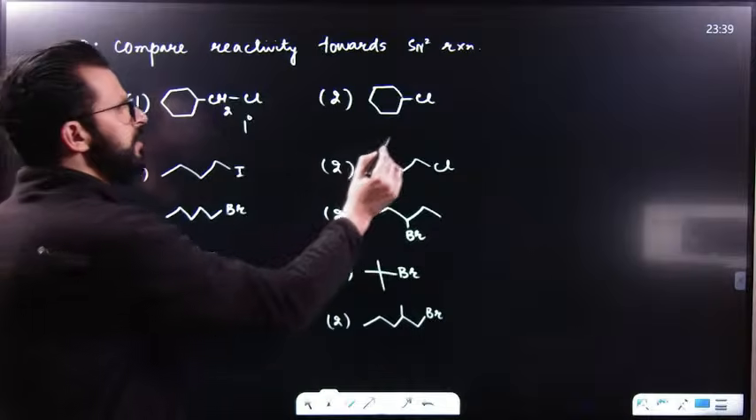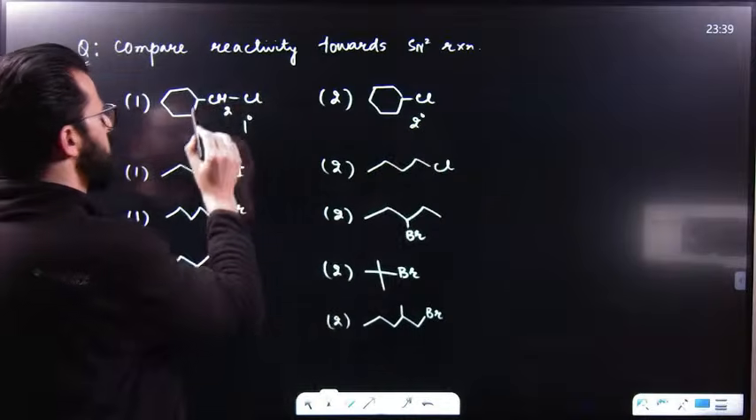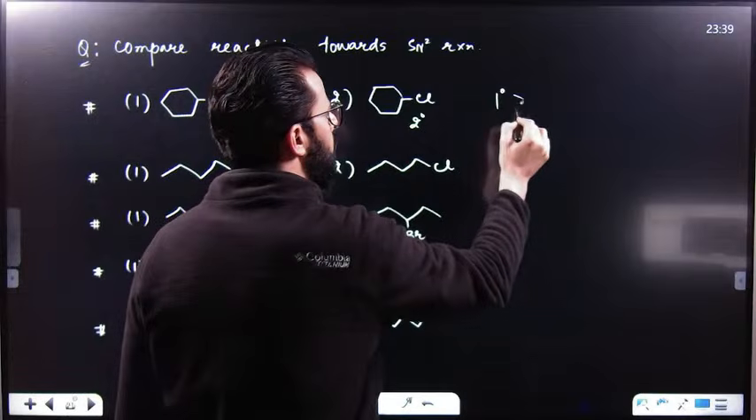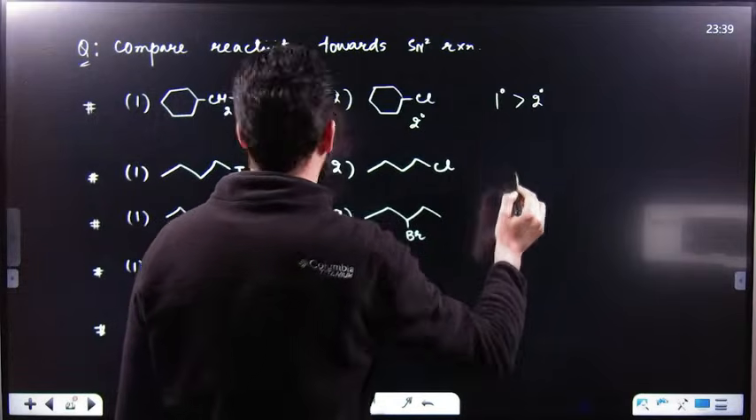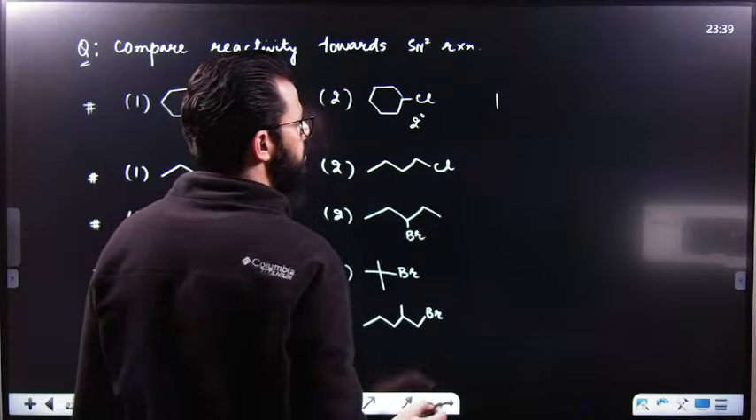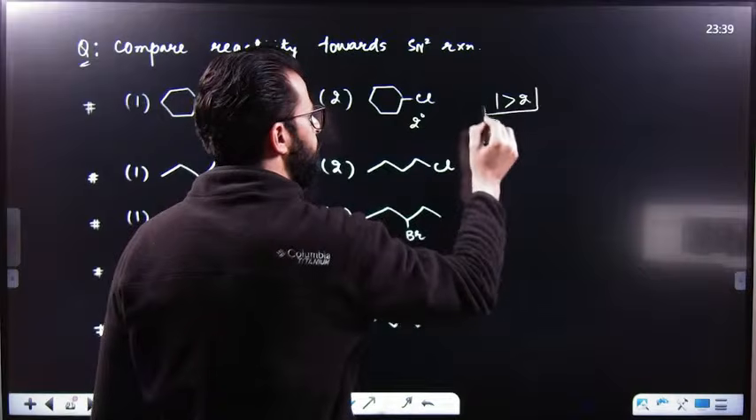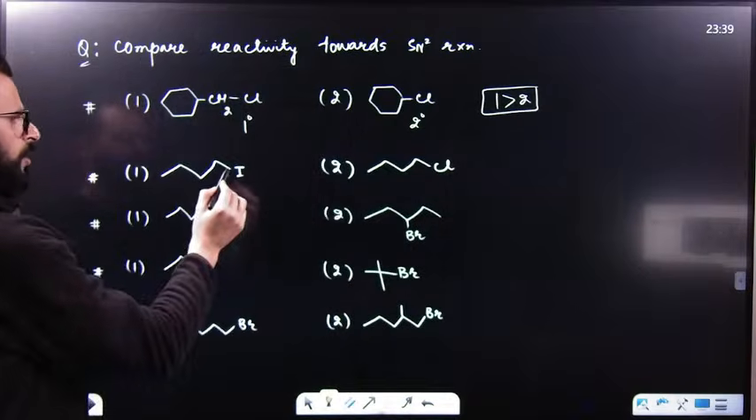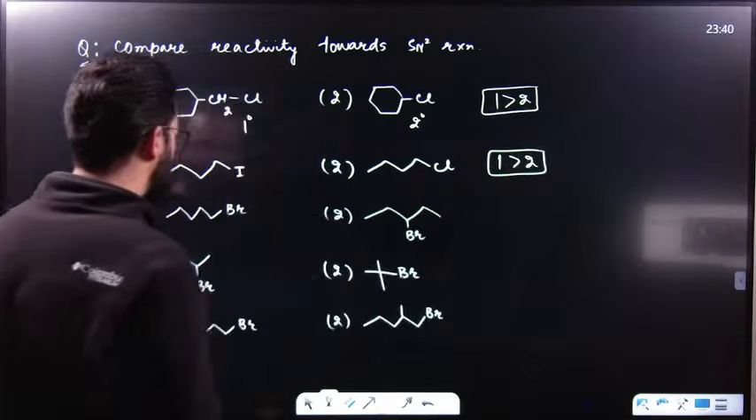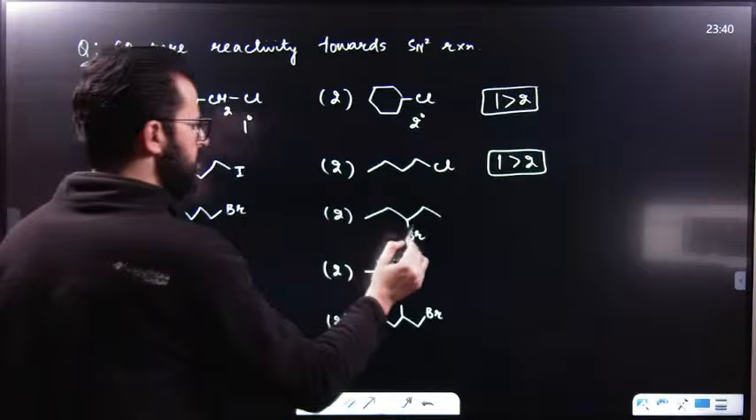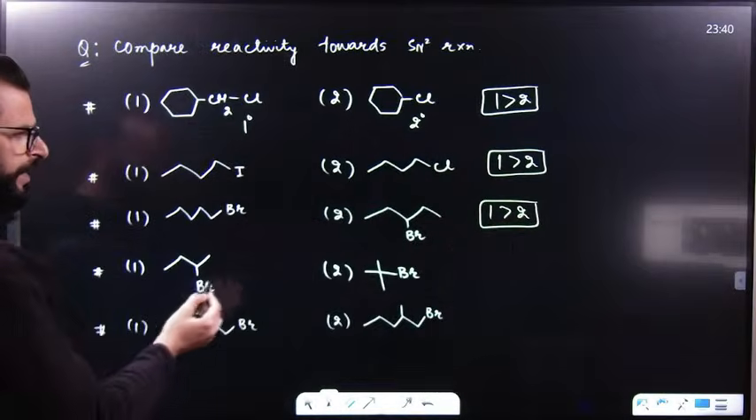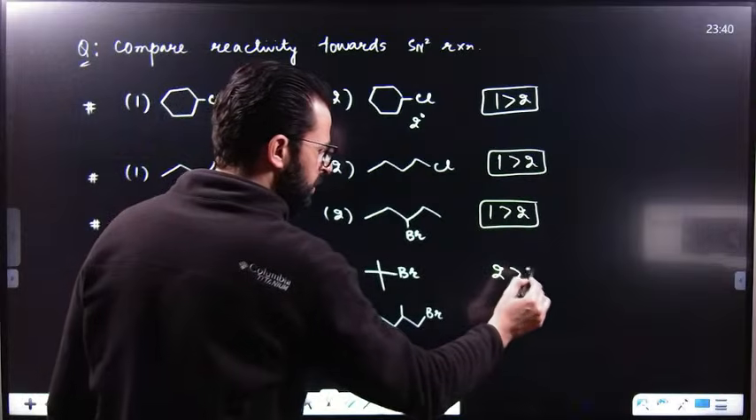This is 1 degree, this is 2 degree chloride, because this is attached to 1 degree carbon, this is attached to 2 degree carbon. We know 1 degree shows more rate of SN2 as compared to 2. So the answer of this reaction is 1 greater than 2. Now, good leaving group as compared to this, so 1 greater than 2. After that, this is 1 degree, this is 2 degree, once again 1 greater than 2. This is 2 degree, this is 3 degree, so 2 greater than 3.